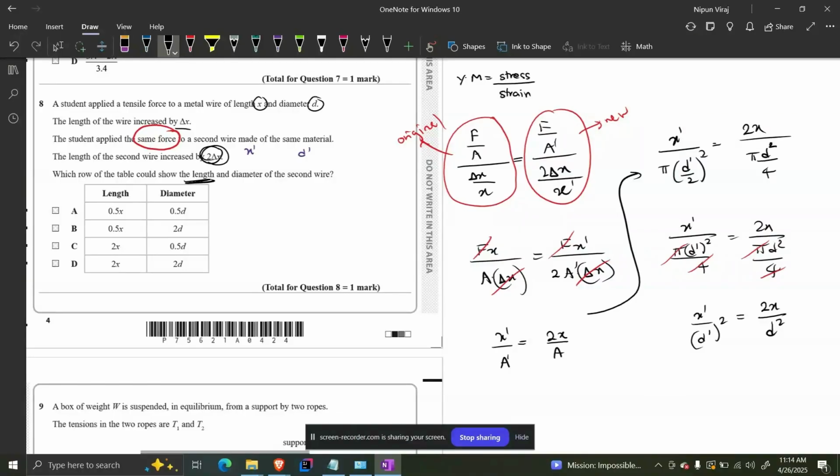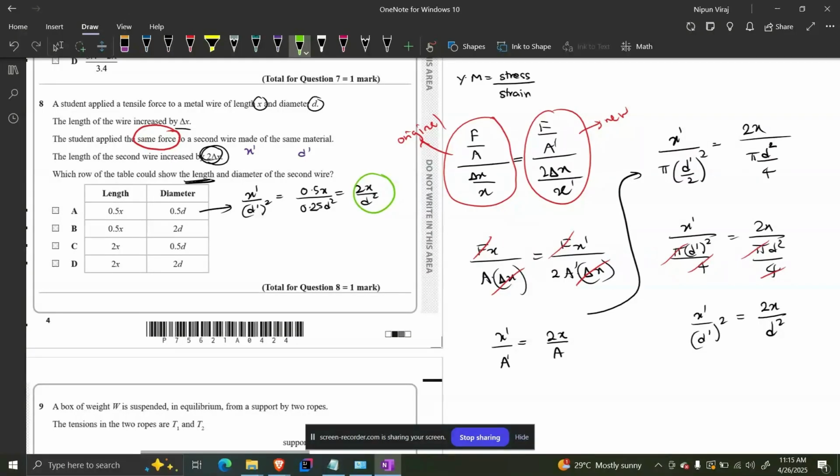So in the new wire, the value x dash over d dash squared should be equal to 2 times x over d squared. Right. So let's check this one. If you take x dash over d dash squared, what is it? 0.5x divided by 0.25 d squared, right? So here we get 2x over d squared. So that is the correct answer, right?